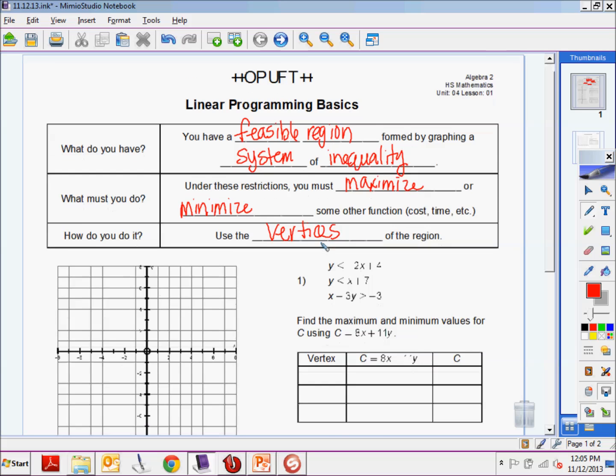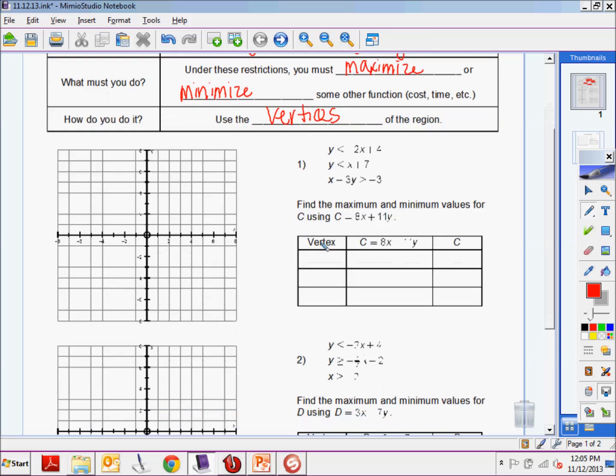All right, we're going to do number 1 by hand first, and then we'll do number 2 with the calculator. First off, you have to make sure that y is by itself. Here it says y is equal to negative 2x plus 4. And this one is y is equal to x plus 7.